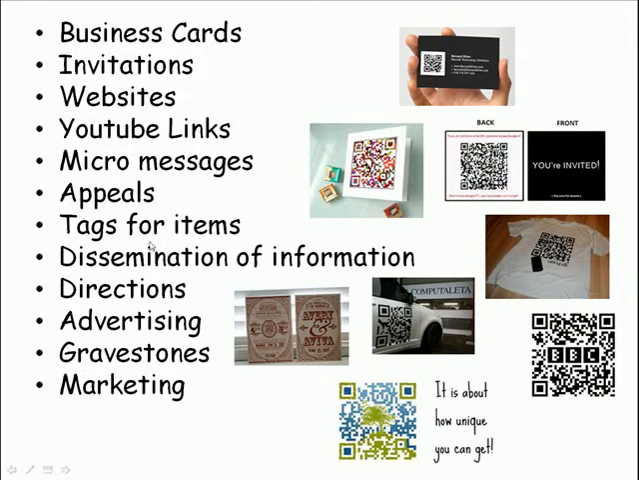You can do appeals, you can do tags for items, simply dissemination of information. Maybe if you've got events coming up, you've got a calendar of events, you can stick them into a QR code, people scan them, and it's on their phone. And they can store it on their phone, and whenever they need it, they can call off the information. Directions, you can put the coordinates in for GPS, and people can find you, or the postcode, or the zip code, or whatever it may be. Advertising for anything, really. We've looked at gravestones, and we've looked at marketing as well.